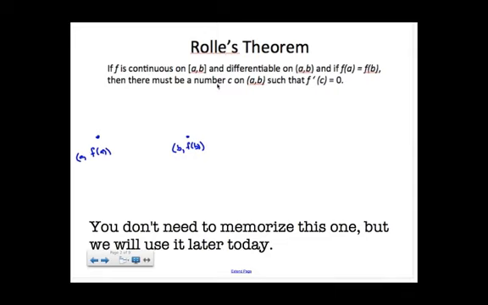Then there must be a number c between a and b, so there has to be a c somewhere in here, such that f prime of c equals 0. So the derivative at this point c has to be 0, which means the slope of the curve is going to be 0 there, and therefore the graph will be flat.